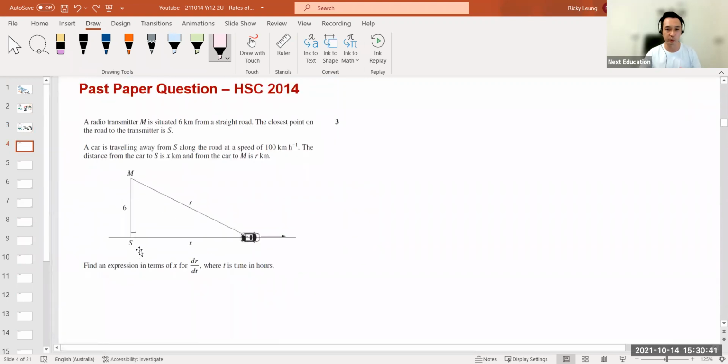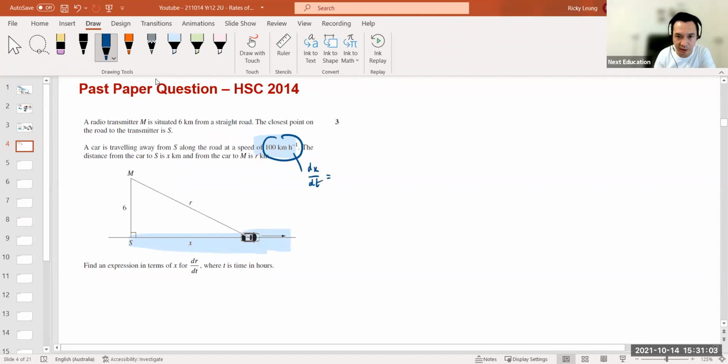So from the HSC 2014, same deal. There is a context, something about a radio transmitter. The car is traveling away at 100 kilometers an hour, moving along this road at 100. So this is telling me that dx/dt is 100 kilometers per hour. Find an expression for dr/dt in terms of x. So they want dr/dt, right? This is what I'm looking for.